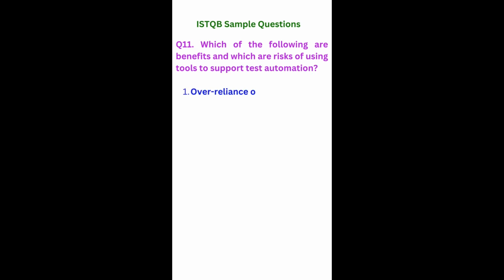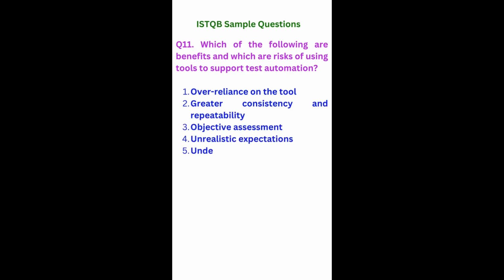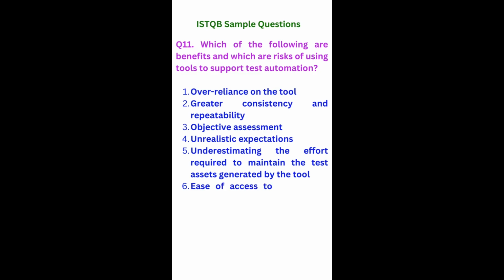Question 11. Which of the following are benefits and which are risks of using tools to support test automation? Over-reliance on the tool. Greater consistency and repeatability. Objective assessment. Unrealistic expectations. Underestimating the effort required to maintain the test assets generated by the tool. Ease of access to information about tests or testing.